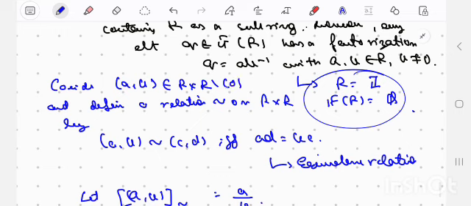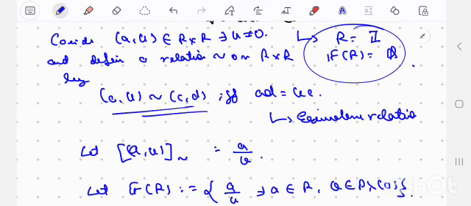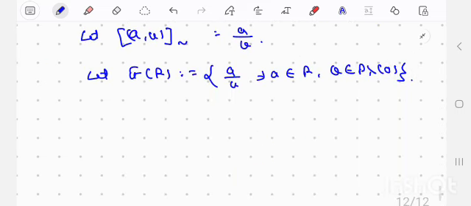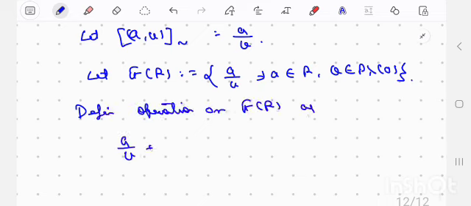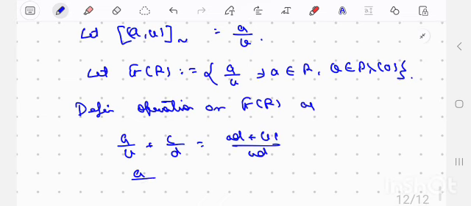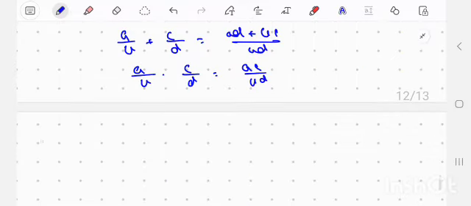I should have mentioned it previously. For a simpler notation, let me just choose R cross R such that B is non-zero. Here we also have the second element of the ordered pair to be non-zero. Having this, define operations on FR as A by B plus C by D to be (AD plus BC) by BD, and A by B times C by D as AC by BD. Then these are eminently well-defined operations.